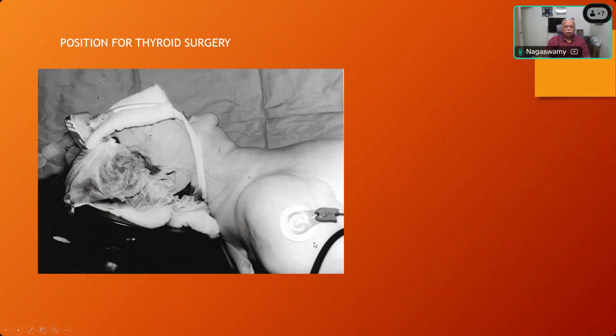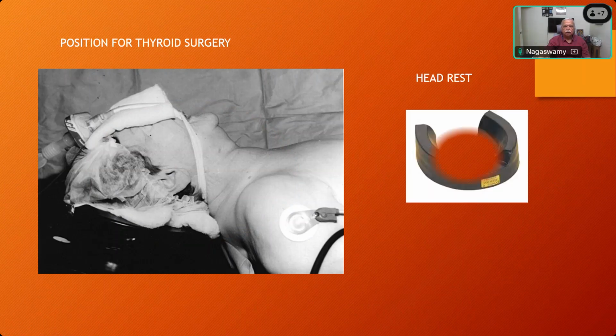And the placement of electrodes. You can see normally you put it on the chest, but here you put it on the two shoulders and the hip, so that it doesn't come in the way of painting and draping. And headrest, we use this sort of headrest with a gap so that there is no pressure on the head.